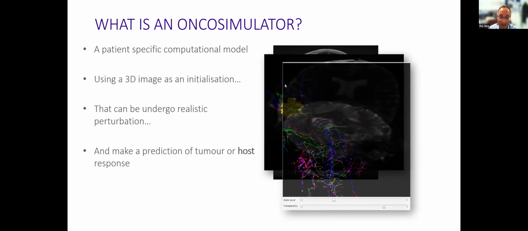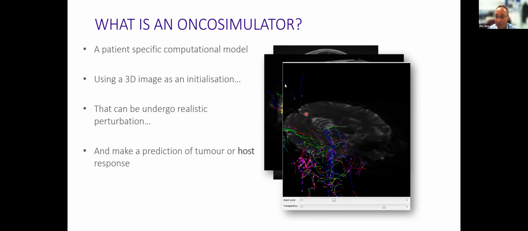And then basically the idea is that you can then perturb the initial conditions of the model. And all I'm doing here is just pressing the play button and allowing those nodes to migrate through the brain. And you can see that now these nodes, instead of being in the tumor cavity, have engaged with different white matter fiber bundles in the area around the original site of the tumor.